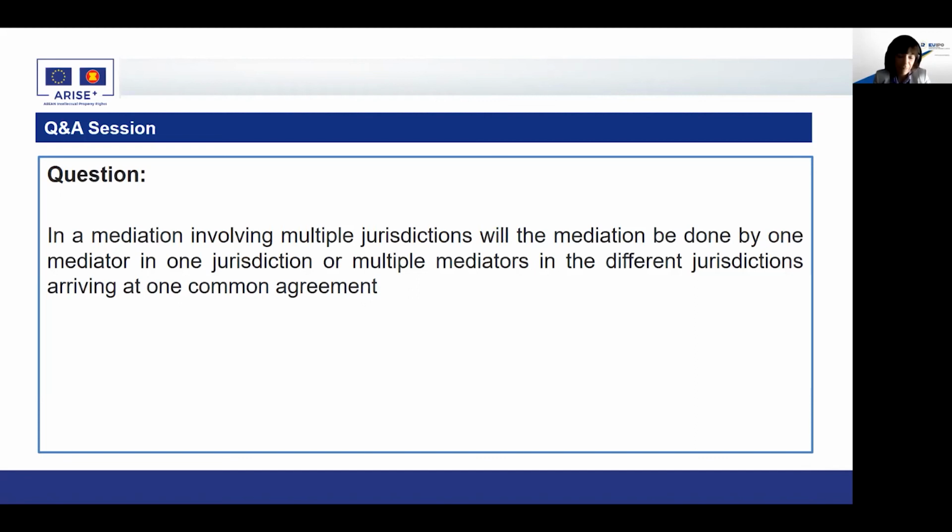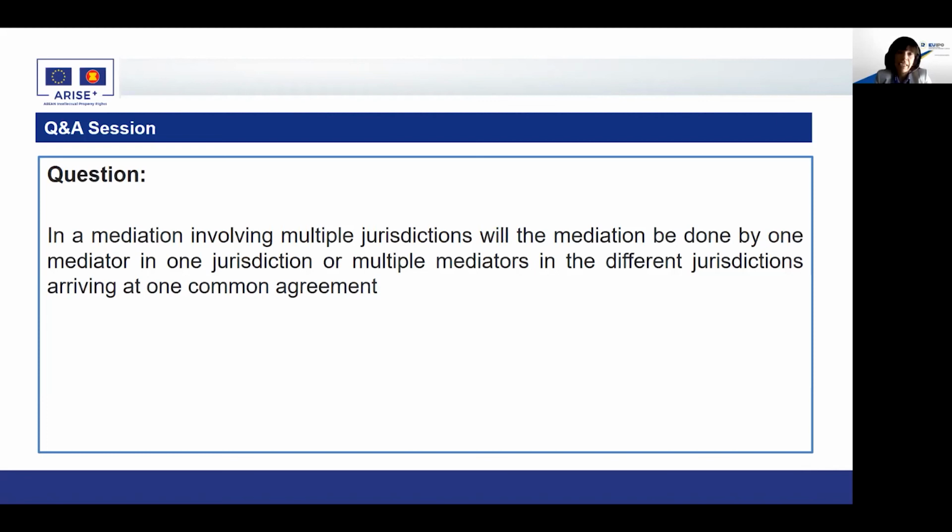I completely agree, this is exactly what Alexandra said. The principle of mediation is also to centralize, let's say, all issues that may come from the IP portfolio of two parties, if possible, globally in one process. So this is one of the biggest advantages of mediation.